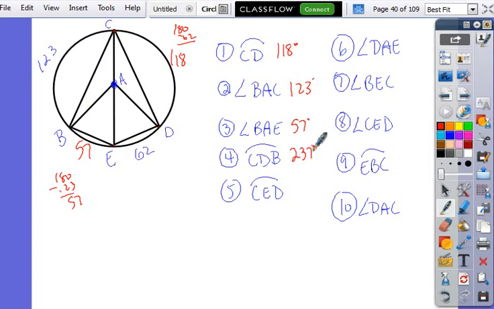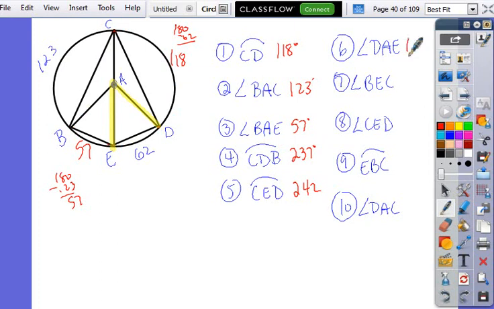Arc CED. I go around C to E, finish at D. 242. Again, all I'm doing now is just adding up the parts. Angle DAE, is that central or inscribed? Central. Central because A is in the middle. So DAE is right there. 62. Matches that 62.